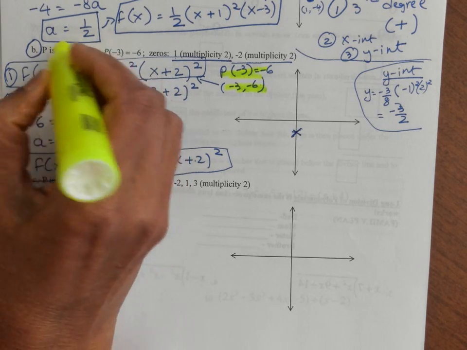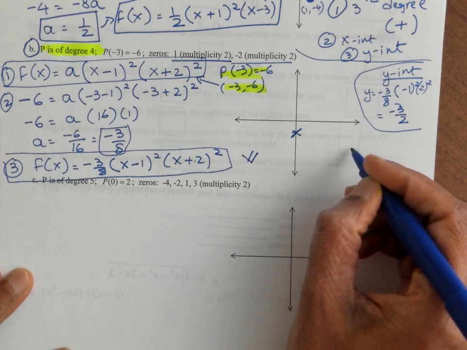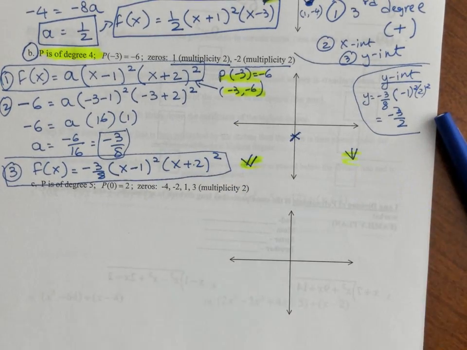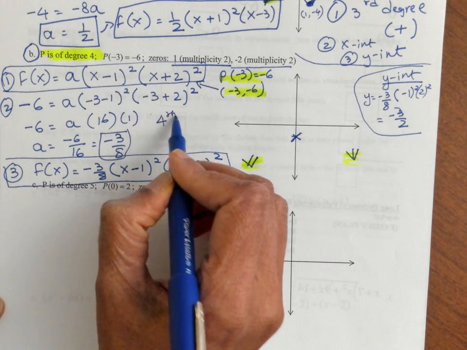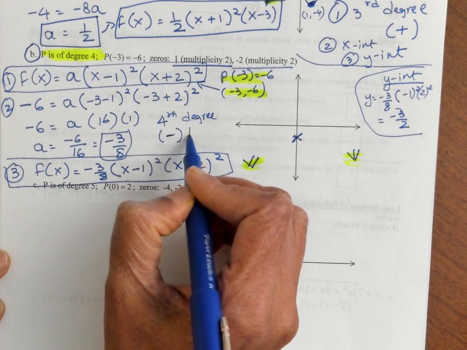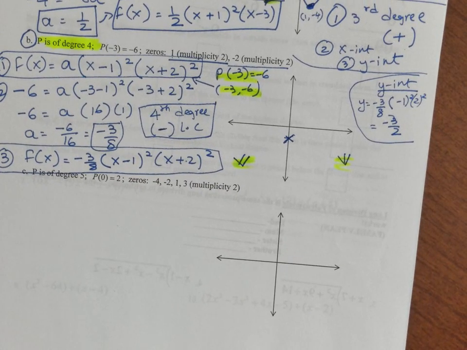It's the 4th degree. That means it's a quadratic, but it's a quadratic upside down because it's a negative coefficient. So my end behavior is going to be here and here. Is everybody okay with that? 4th degree, negative coefficient. I'm going to go ahead and write this. 4th degree, negative leading coefficient. That describes the end behavior. Everybody okay with that?